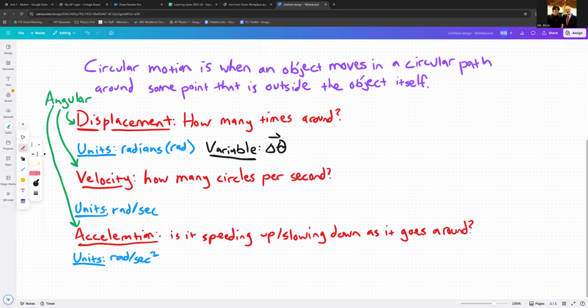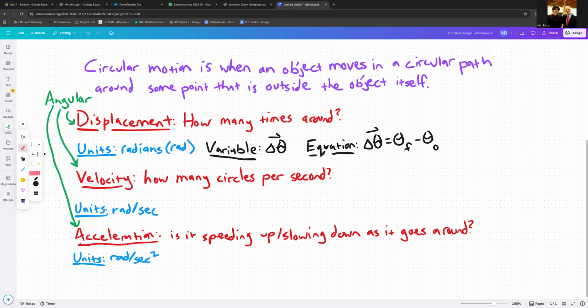Just like with the values from Unit 1, we'd say delta x is x final minus x initial, right? It's the final location or position minus the initial. You can do the exact same thing. So we could add in here also the most basic equation, as follows. Delta theta equals theta final minus theta initial.